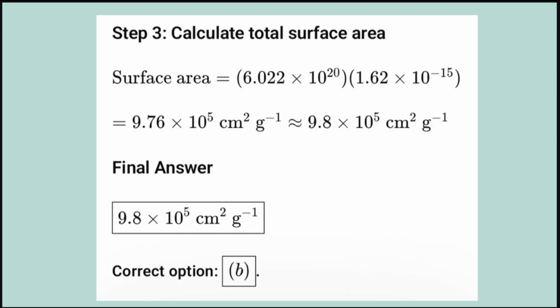Now in step 3, calculate total surface area. Surface area is equal to 6.022 × 10^20 × 1.62 × 10^-15, that is equal to 9.76 × 10^5 cm² per gram, approximately 9.8 × 10^5 cm² per gram. So the final answer is 9.8 × 10^5 cm² per gram. So here the correct option is option B.